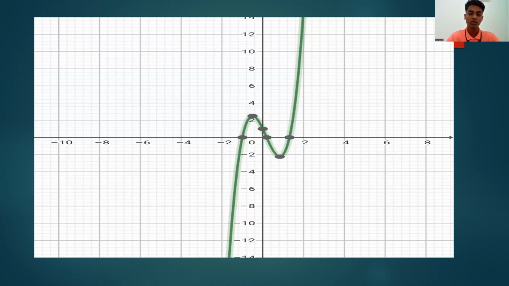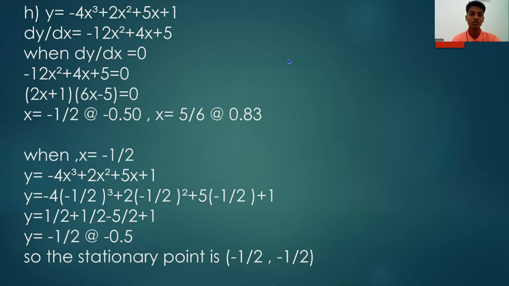So if we draw back all the points and connect them together, we should be able to get our graph like this. Moving on to our second question, which is H, y is equivalent to negative 4x cubed plus 2x squared plus 5x plus 1. So if we differentiate it the first time, it should be negative 12x squared plus 4x plus 5.